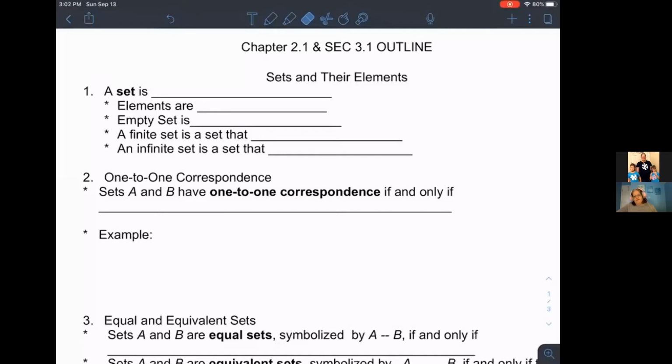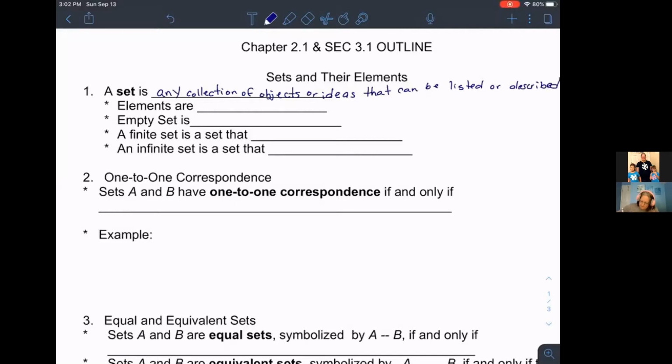Alright guys, we're down to chapter 2.1, section 3.1 outline. Number 1 says a set is any collection of objects or ideas that can be listed or described.